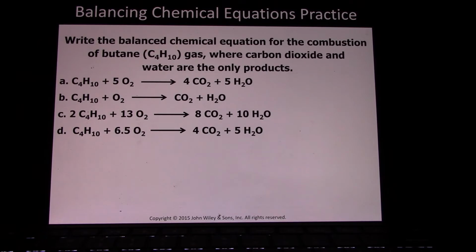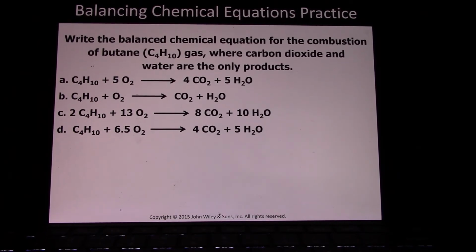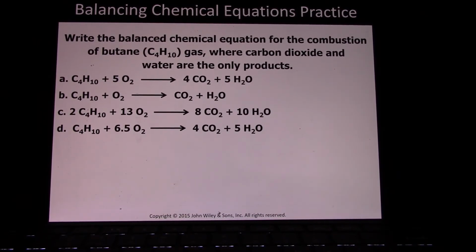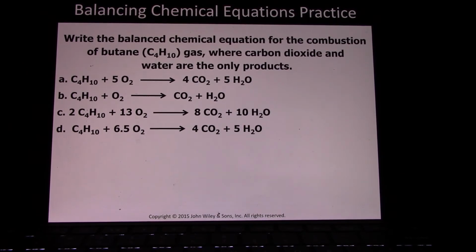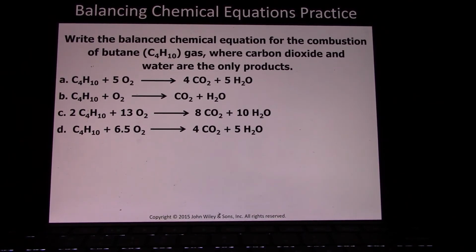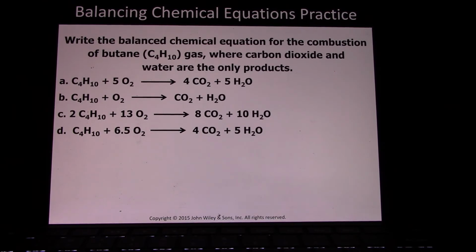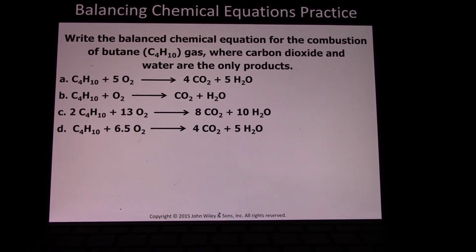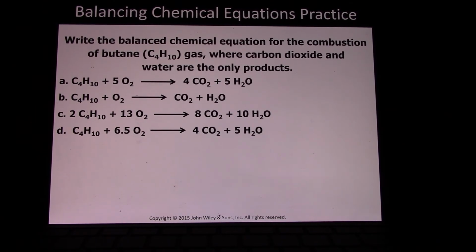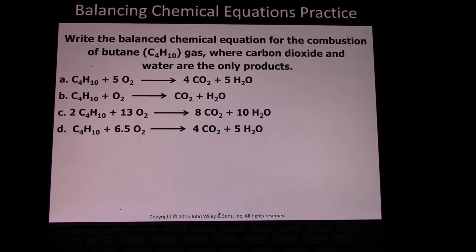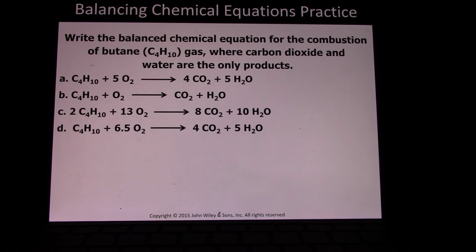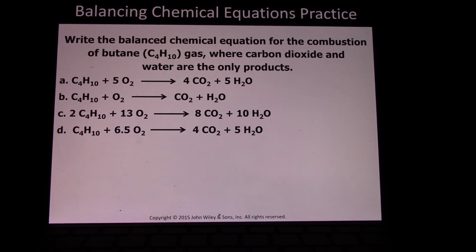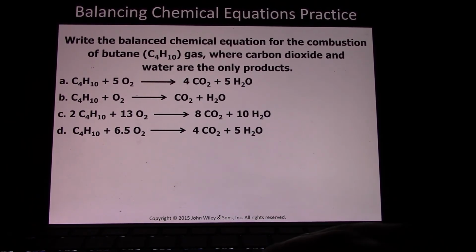Write the balanced equation for the combustion of butane gas, where carbon dioxide and water are the only products. Natural gases are the only fuel that burns perfectly and produces only carbon dioxide and water. That's why you can burn a gas stove in your kitchen and it's fine. That's why we can run Bunsen burners in the lab and it's fine. Because natural gases are the cleanest burning fuels that there are. They burn perfectly and they only produce carbon dioxide and water as wastes, which is the absolute most perfect combustion you can get. So here, B is our skeleton equation.